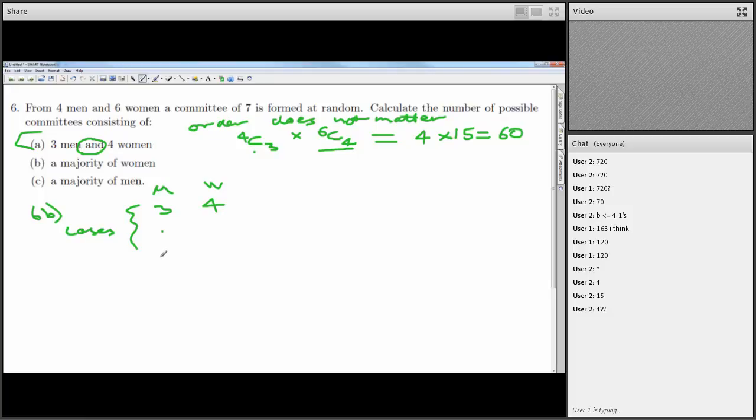Just waiting for people to type in. Yep. So 2 men, 5 women. Anything else we can do? Yep. So 1 and 6. Anything else? And you would go, oh, let's pick 7 women. And hold on a sec. You can't do 7 women because there's only 6 of them.